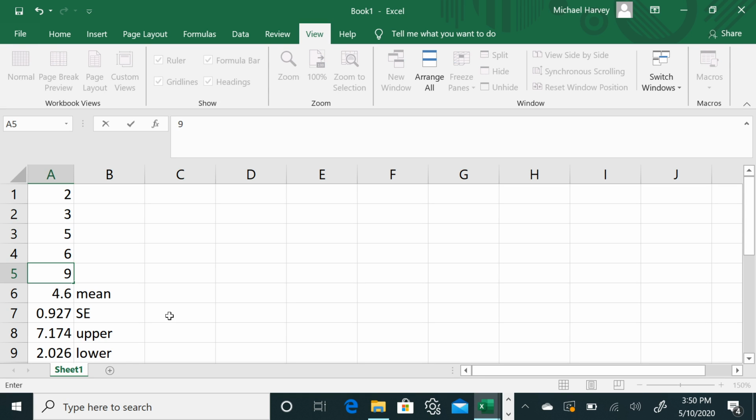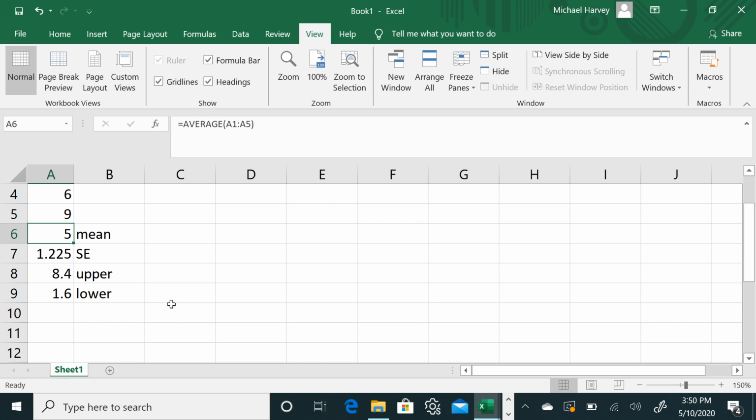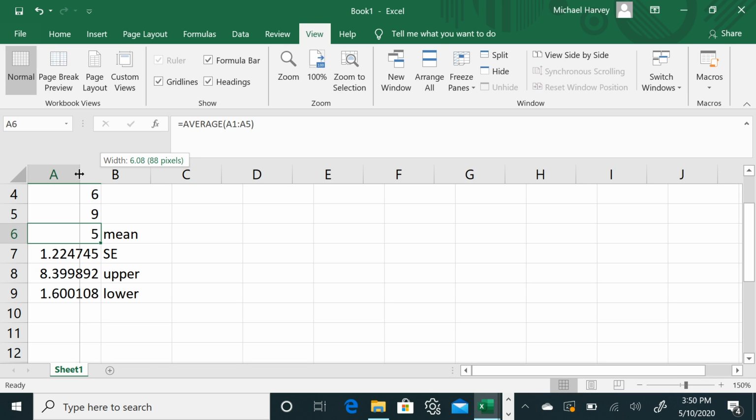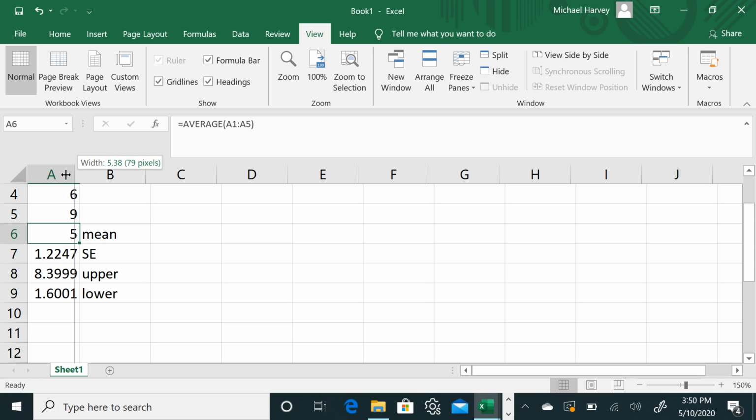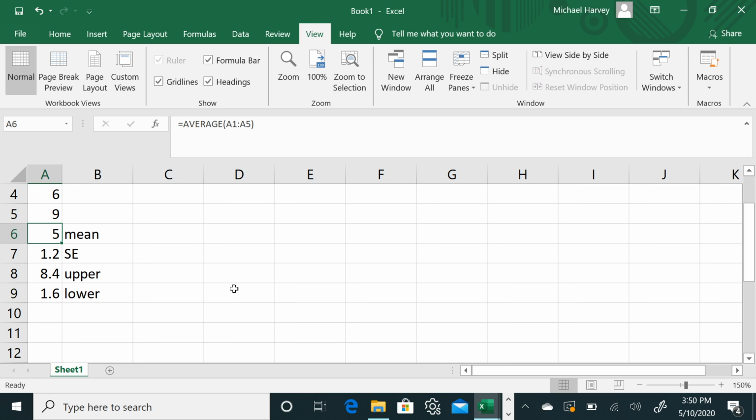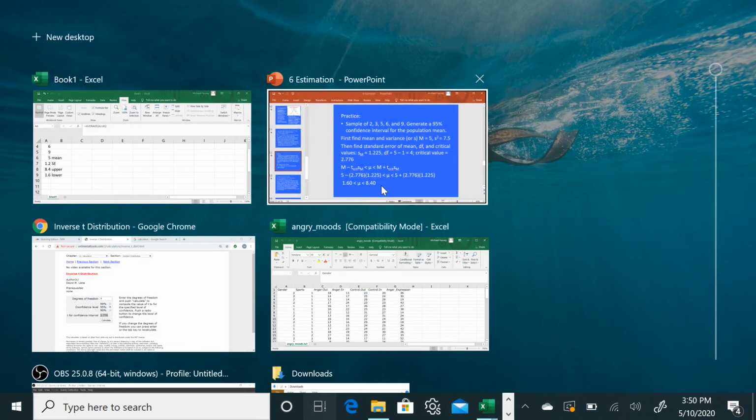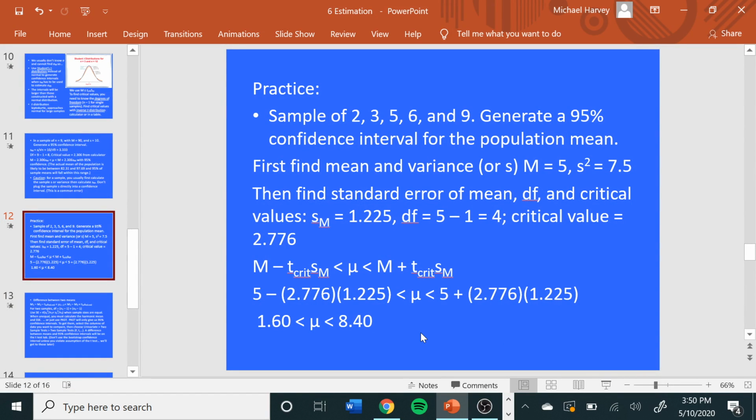Another nice thing about Excel is if you make a mistake and you catch it, you can go back and just change the number, and everything else will change automatically. I was going to round this off again. Okay, that's good enough for now. So now we have the right numbers in there. This would be the answer, and this is usually how people report confidence intervals. This tells us the population mean is somewhere between 1.6 and 8.4.